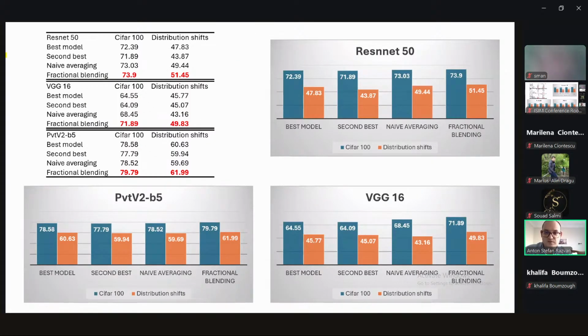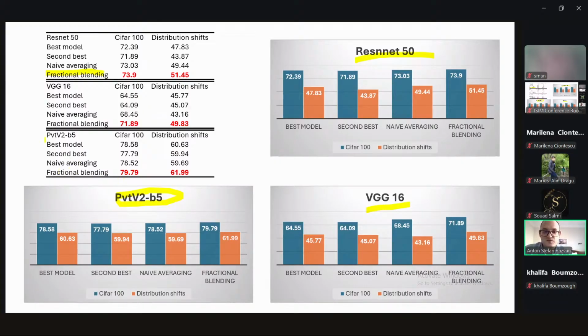Again, I tried it with 3 models, 2 classical ones, ResNet and VGG, and a more complex one, PVT, which uses transformers. It has like 10 times the amount of parameters than these 2. Again, you can see that fractional blending is the best in all cases, rather than naive averaging. You get basically 1% improvement in the training run, and on the distribution shift, so when you're testing, you get 2% improvement, which proves that you get better generalization.